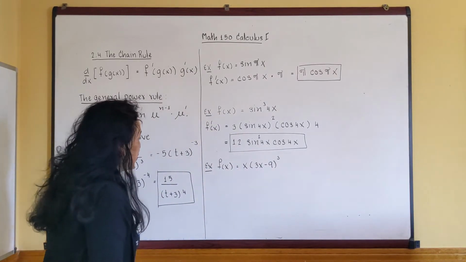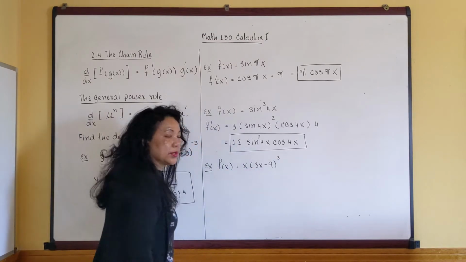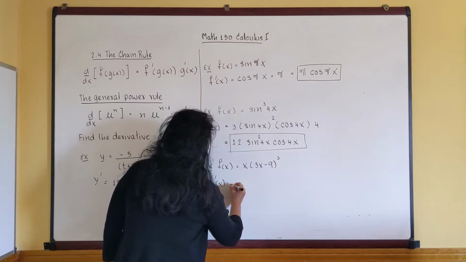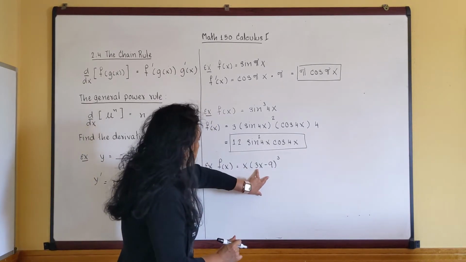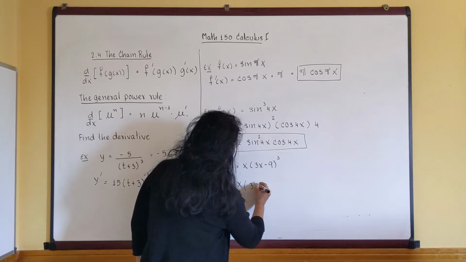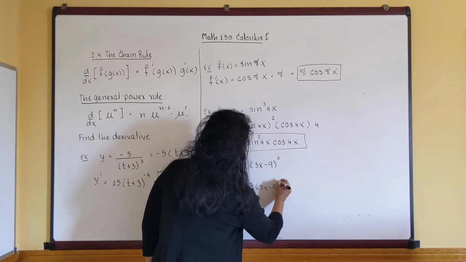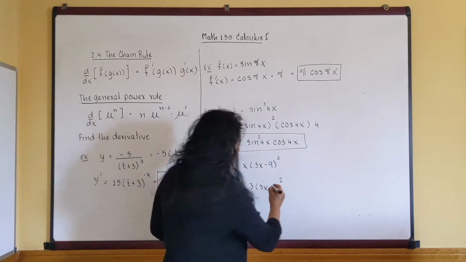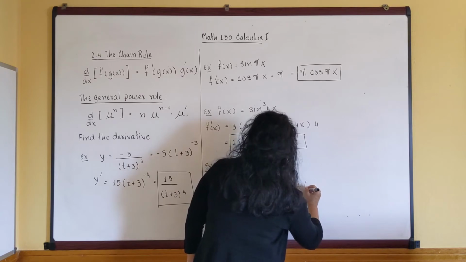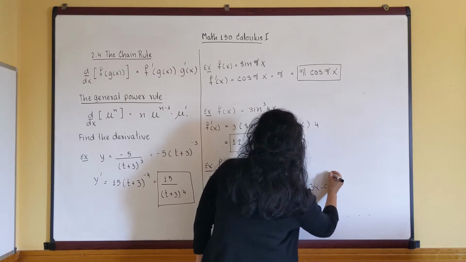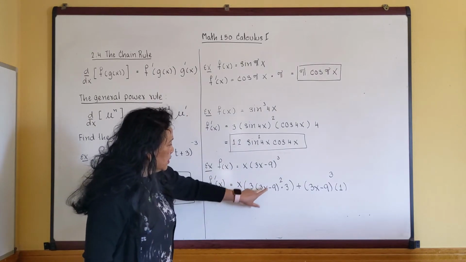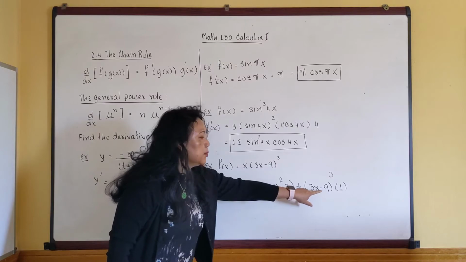Okay. The next one I have x times this function, so I'm going to apply the product rule, right? So with the product rule, you're going to have first times the derivative of the second. For the second, I'm going to apply the general power rule. First times the derivative of the second, so I'm going to have x times 3(3x minus 9) squared, and then the derivative inside here is 3. So first times derivative of the second plus second times the derivative of the first, which is 1.